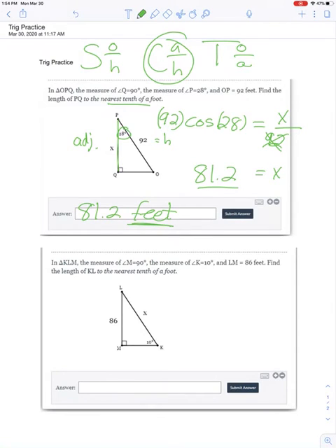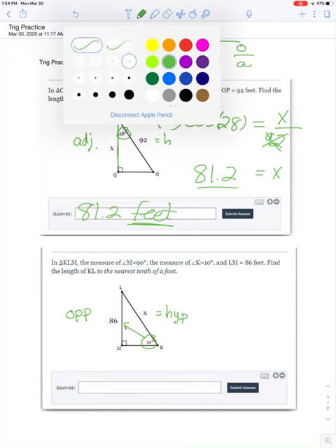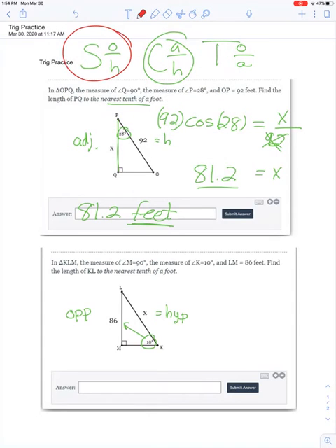Okay, so let's look and see what's given to us. I have this angle, and I have its opposite side. So opposite and hypotenuse. So go back to the top here, opposite and hypotenuse. So this time we're going to use sine. So I have sine of 10 degrees equals my opposite side over my hypotenuse.